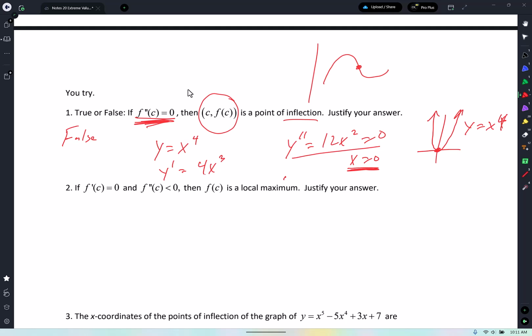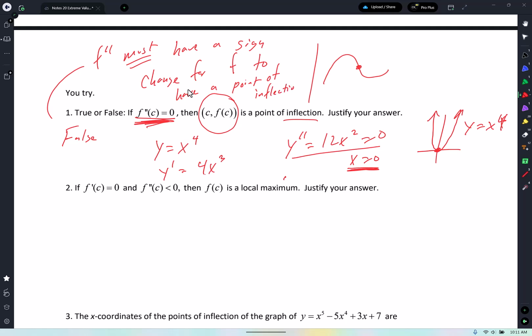So let me put: f prime prime must have a sign change for f to have a point of inflection. Chavez, what does it mean to have a sign change? That means that f prime prime changes from positive to negative or negative to positive. Cool or not cool?